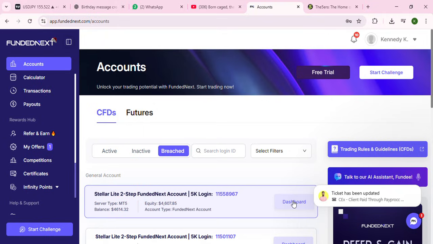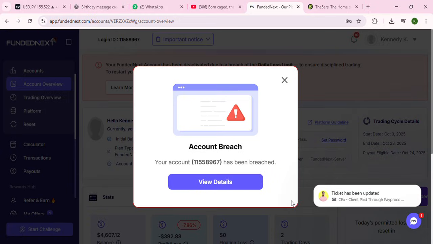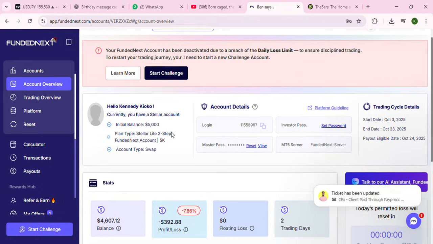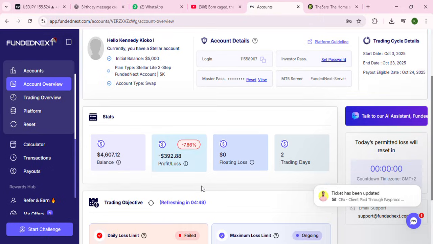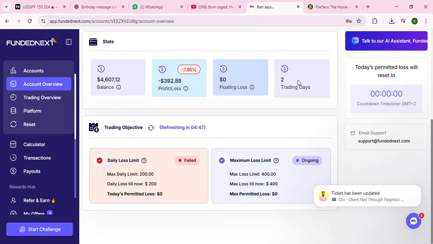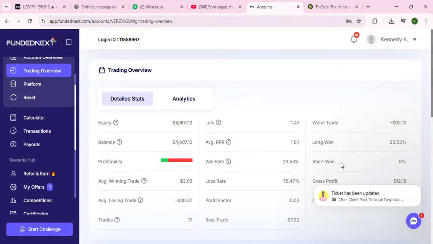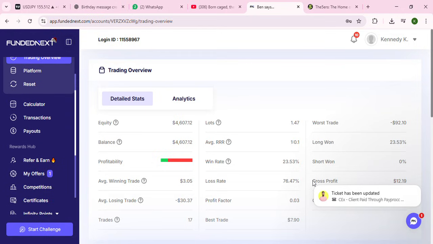Then let's check on the last account. You can see it was also breached, and this one is due to daily loss. So you can see I traded it for only 2 days. So let's get more details on trading overview. On trading overview, you can see longs 123, shorts 0%. That means I did not take any trades on shorts.